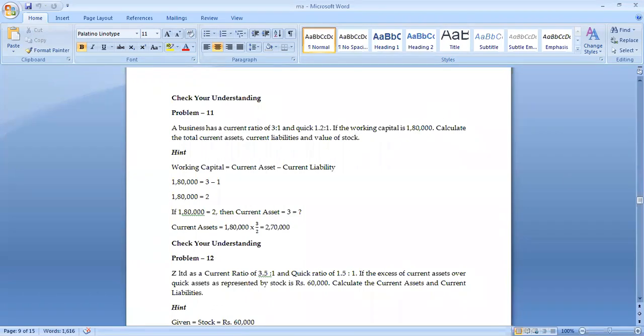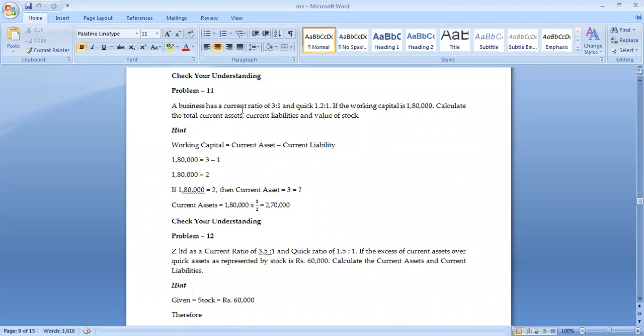In the previous video we discussed this information: a business has a current ratio of 3 is to 1 and a quick ratio of 1.2 is to 1, and the working capital is given. Whenever there is a working capital, they will compulsorily ask you to find out the current assets as well as the current liability, because working capital is a hint to find them.